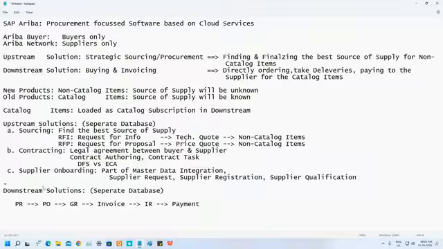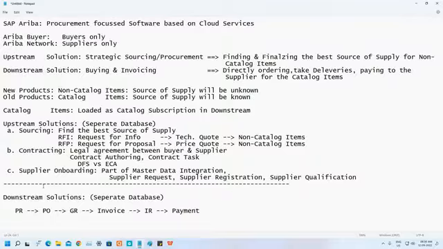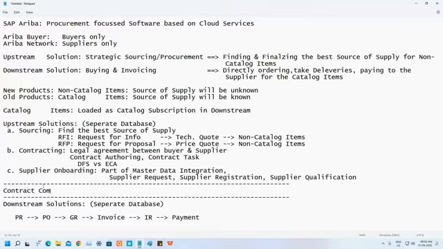How will we do it? So that is where contract compliance will come into the picture. So what is it? Okay, Manoj, so it's a bridge between upstream and downstream. Yes. What next?